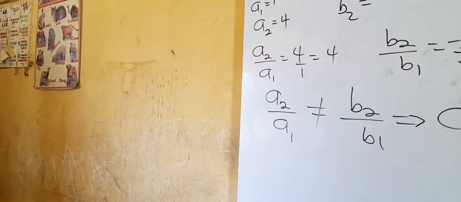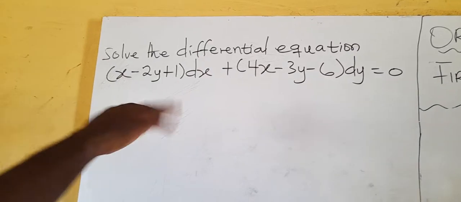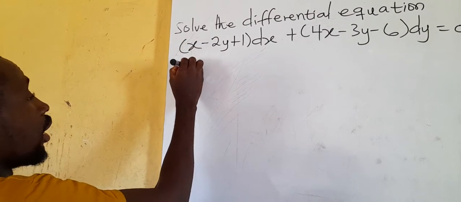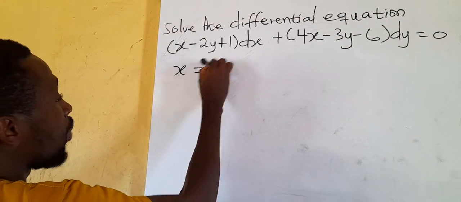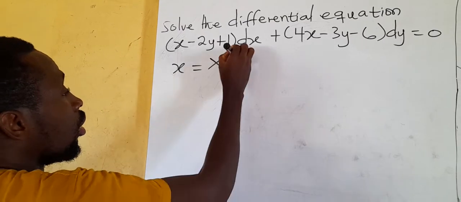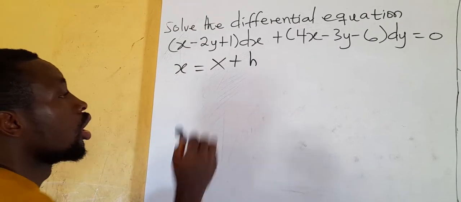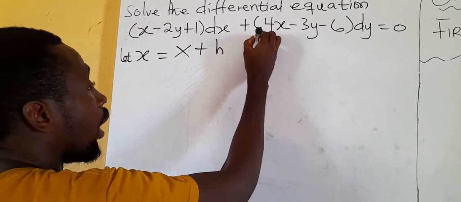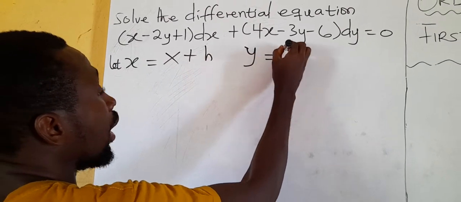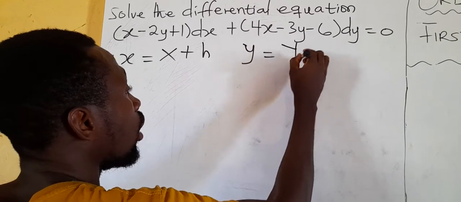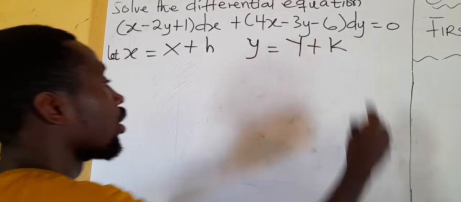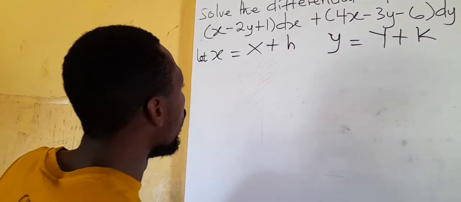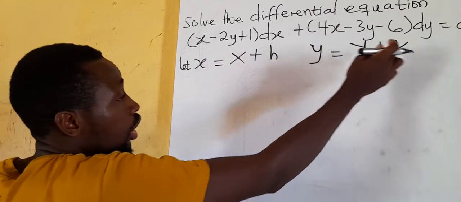So come with me. Now we're able to determine it is case 1. What's the next thing? We'll let our x be equal to an uppercase letter X plus h, and we'll let our y be equal to an uppercase letter Y plus k. Very, very necessary. After you determine this, this is the next thing to do. Now, what is the value of h and k?